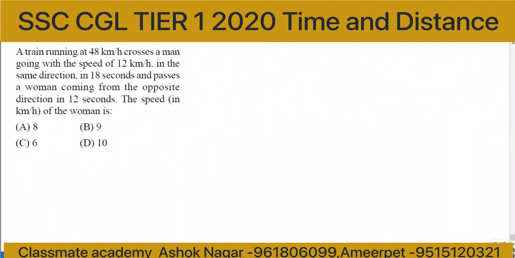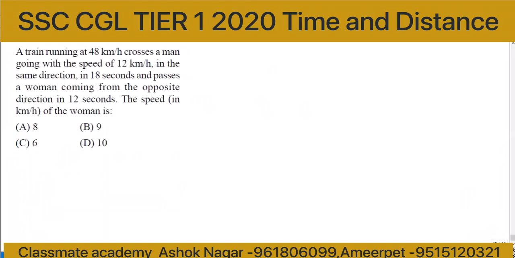Okay. A train is running at 48 km per hour, crosses a man going with the speed of 12 km per hour in the same direction in 18 seconds, and passes a woman coming from the opposite direction in 12 seconds. Find the speed of the woman.